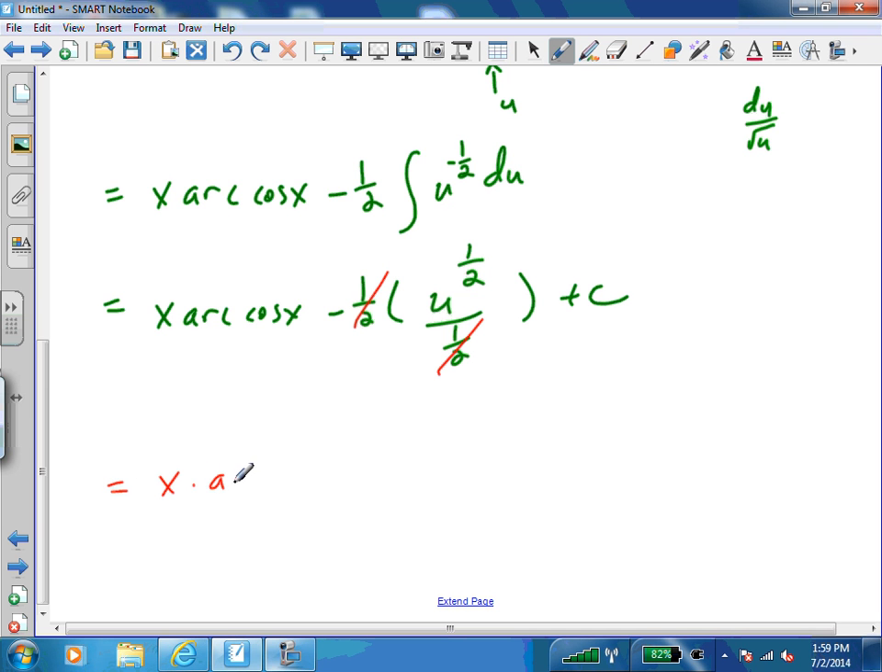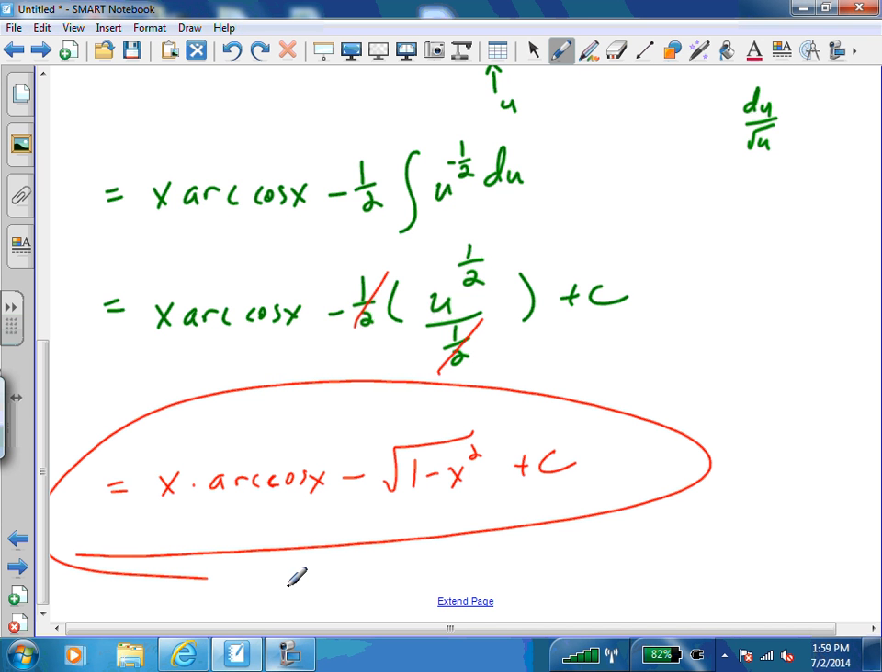So we have x times arc cosine x minus u to the 1/2, so the square root of, what is this u? That u is 1 minus x squared. So that's our integral.